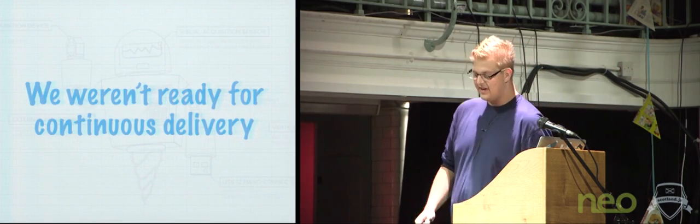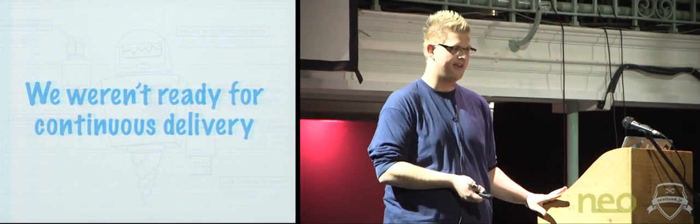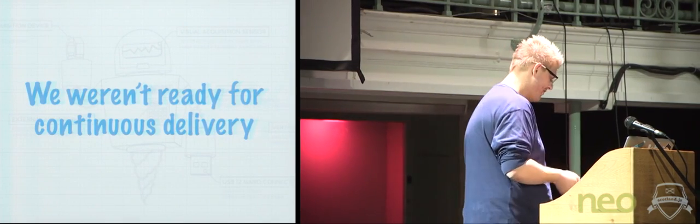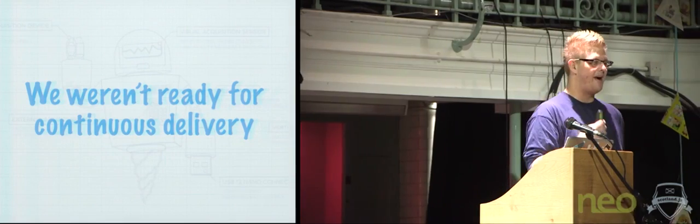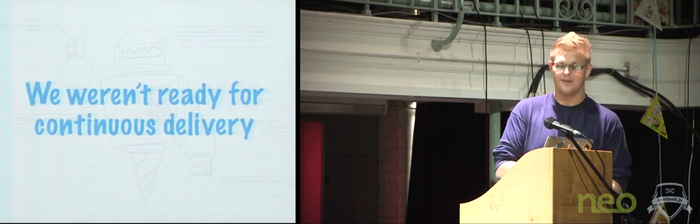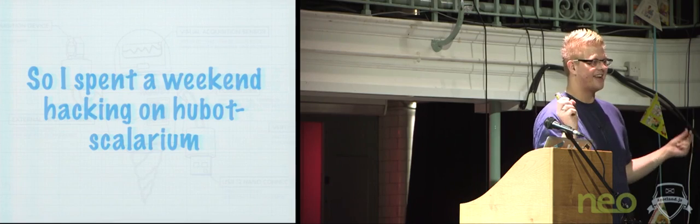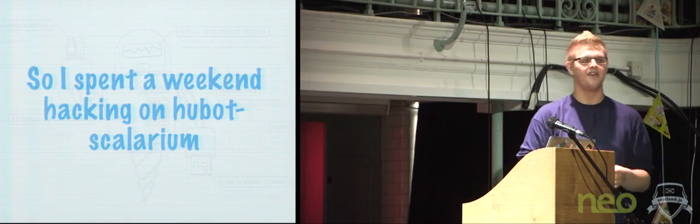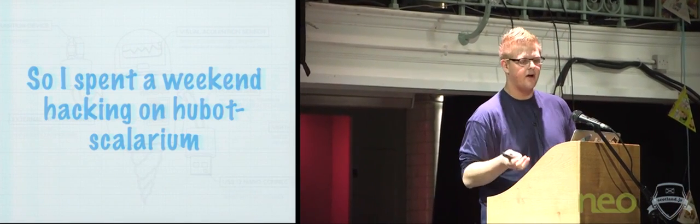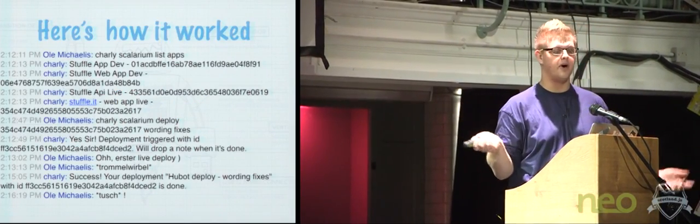As I mentioned at the beginning, for continuous delivery you need a lot of tests, and to be honest, we didn't have them. So I didn't want to do this continuous delivery stuff, at least not this automatic deploy. I had too much fear. But I was really curious about this, so I spent the whole weekend hacking together a script which makes Hubot communicate with Scalarium, or OpsWorks now. And here's how it works.